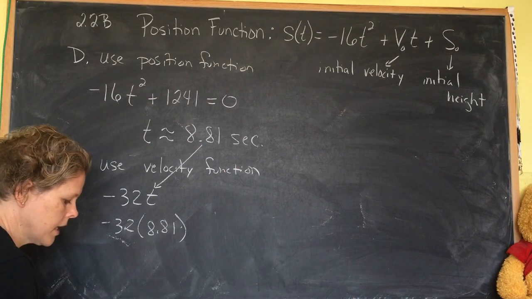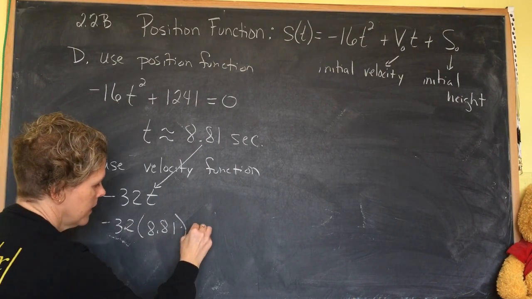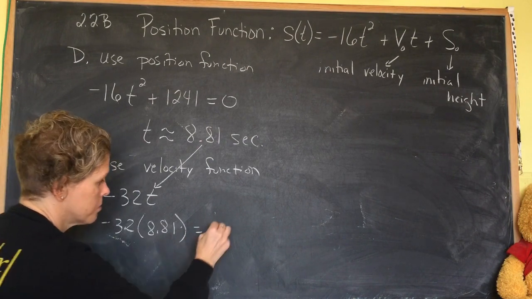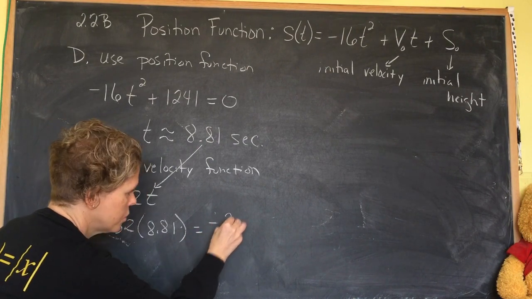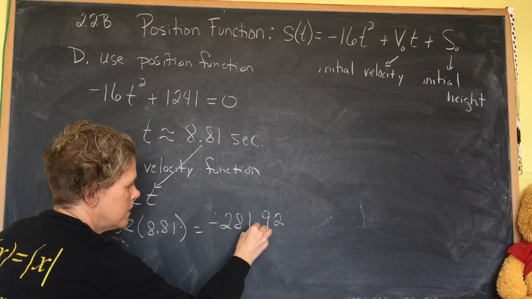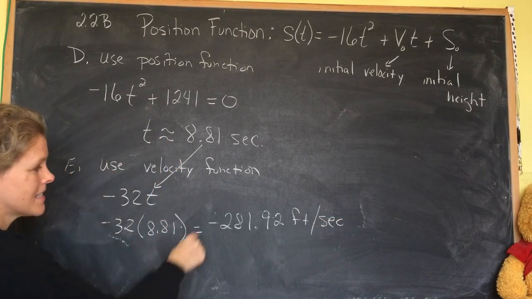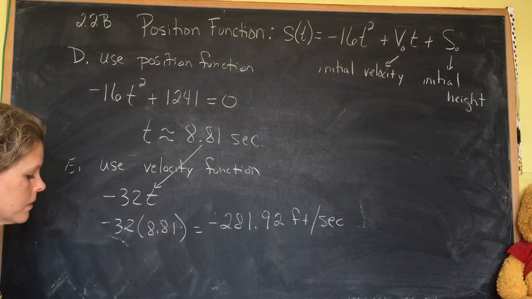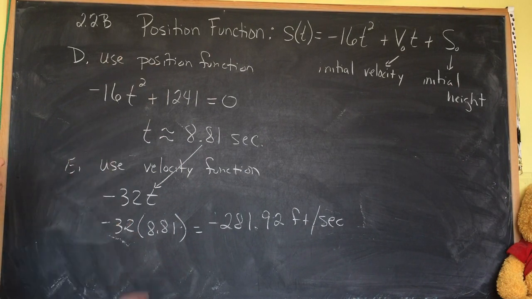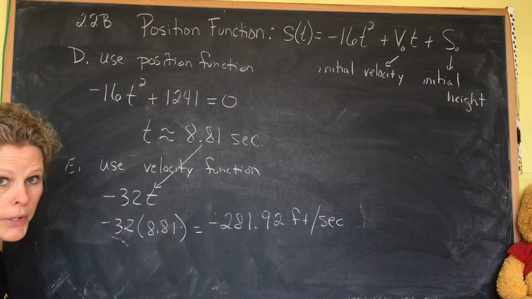So get your calculators. Negative 32 times 8.81. I got that the coin was moving very, very fast at negative 281.92 feet per second. Again, it's negative because the coin was traveling down. All right, so that's all the position function type questions. The ones in your homework are going to match up very closely to A through E.